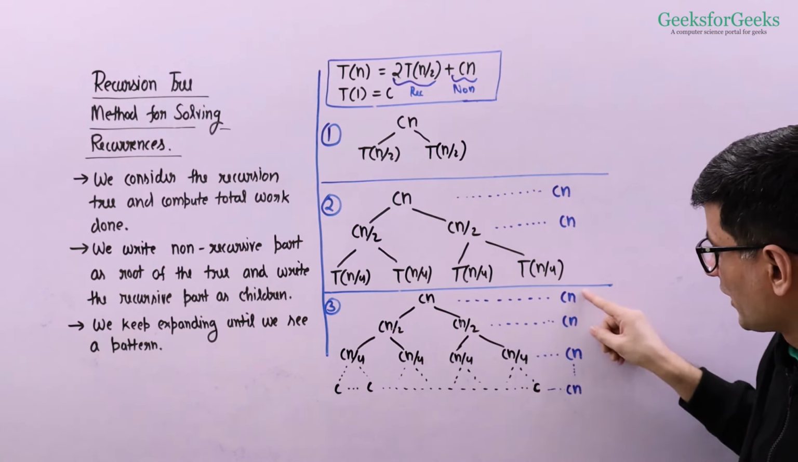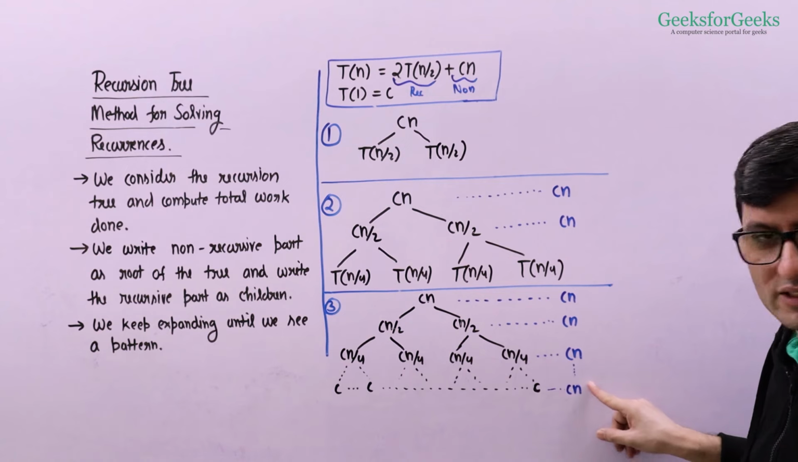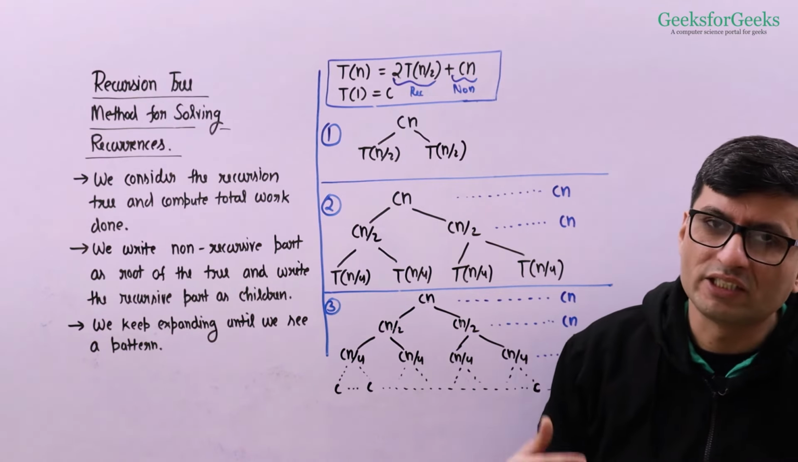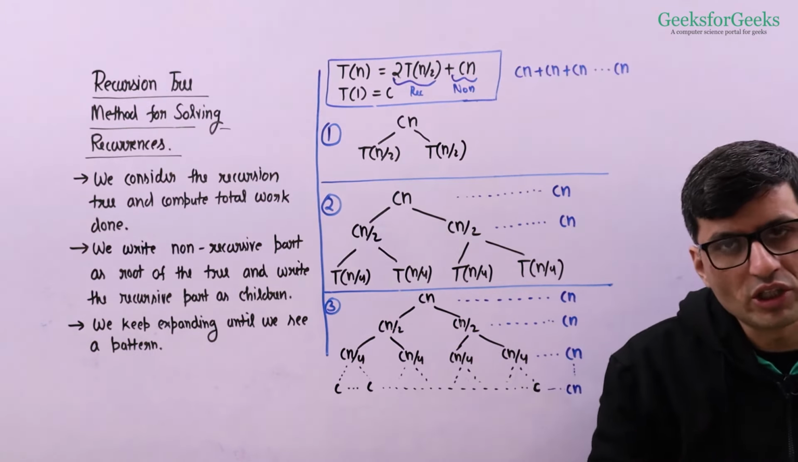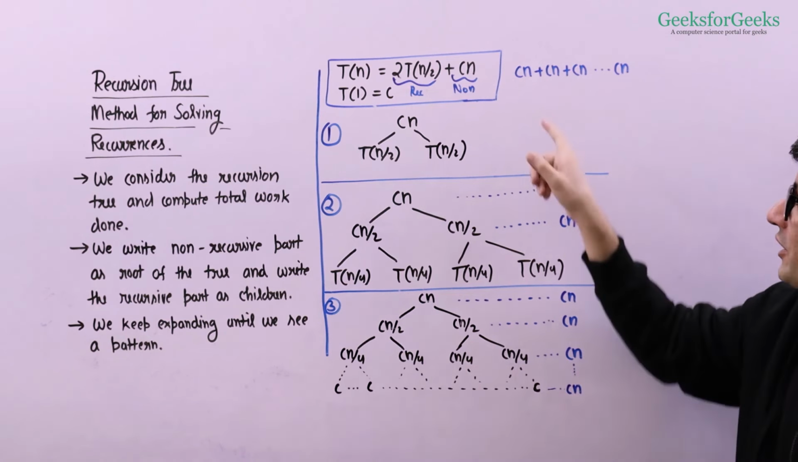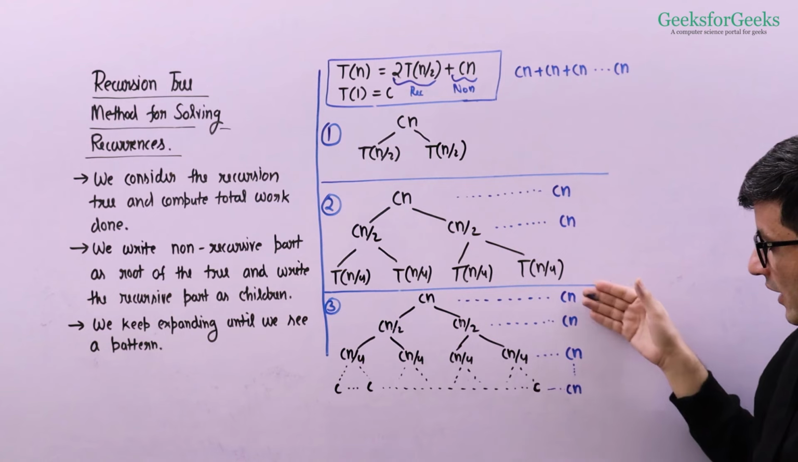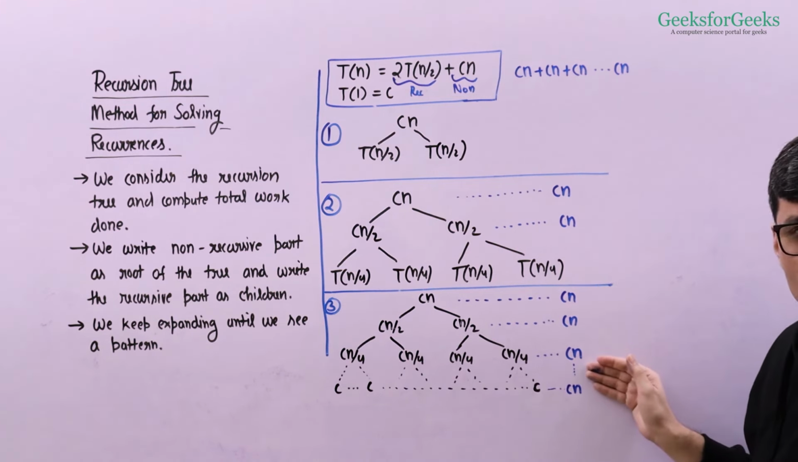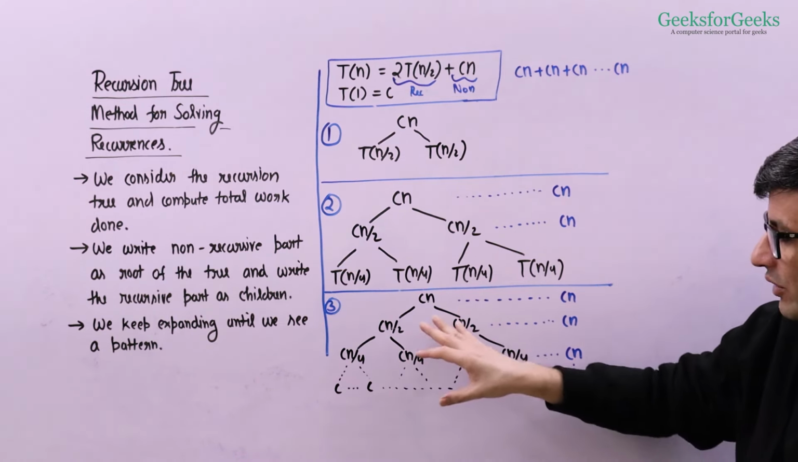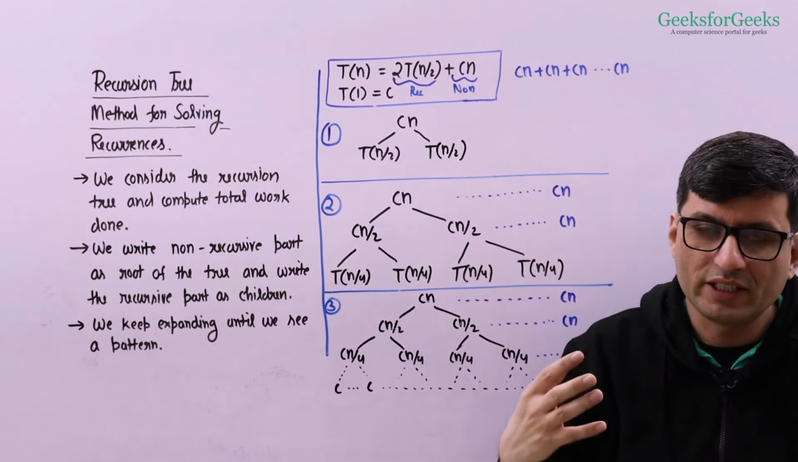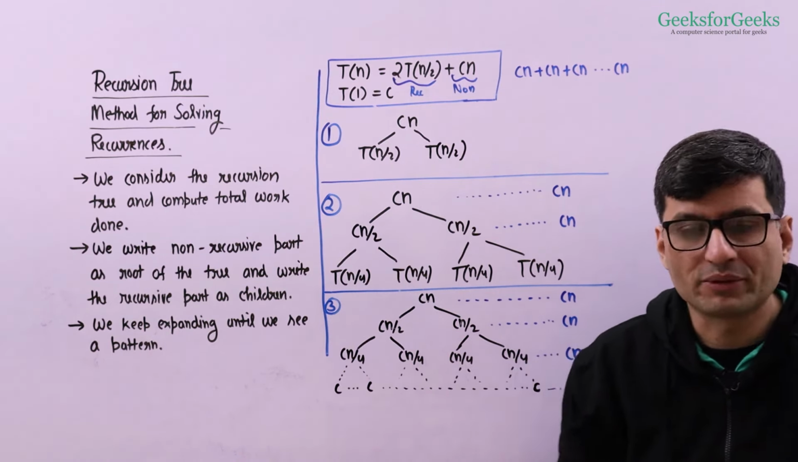We just need to find out how many terms the series has, and we just need to add Cn that many times. So the total work done in this recursion tree is Cn plus Cn plus Cn, and the last term is also Cn, right? Now we just need to find out how many terms we have. So what is the height of this binary tree? Can you find an expression for height? You can take some examples.